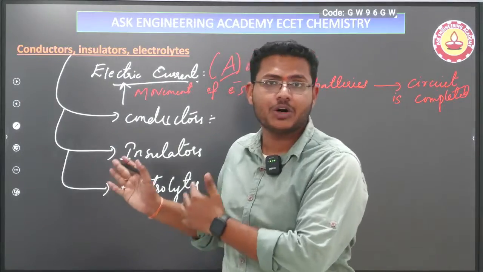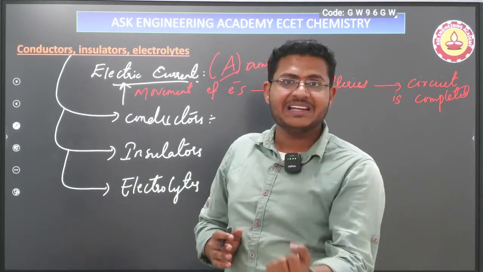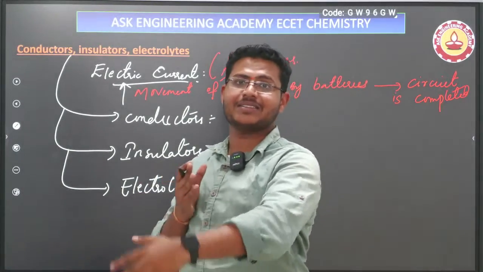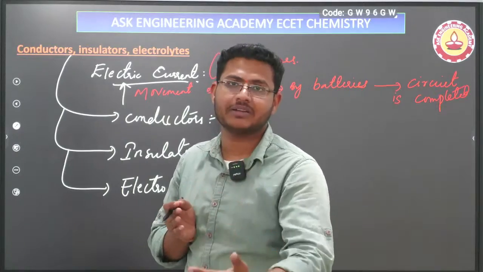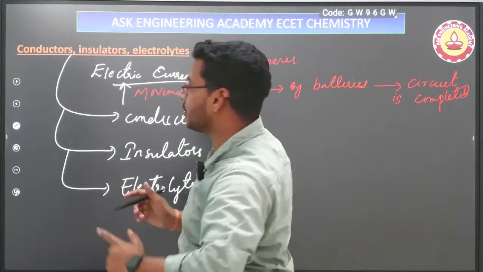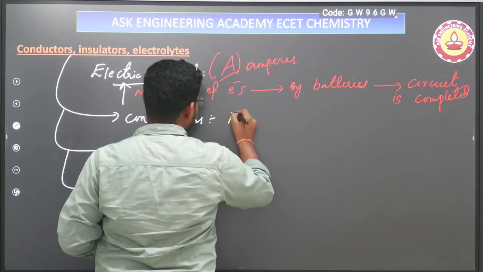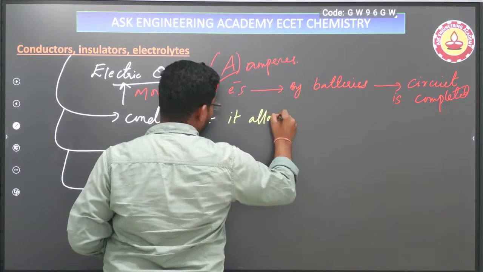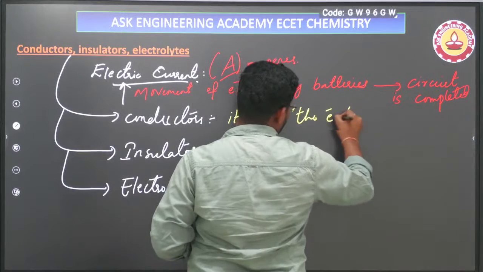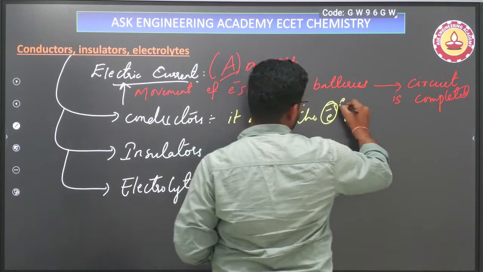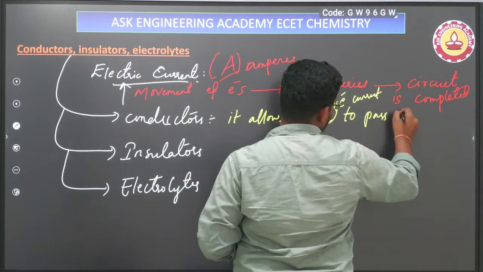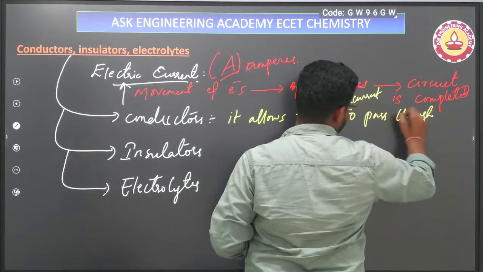So electric conductors, or conductors, are simply the materials or substances that do not offer any resistance to the flow of electrons or flow of current. That means current can easily flow through the material. Those materials are called conductors because they allow the electrons, or electric current, simply electric current, to pass through. These are called conductors.